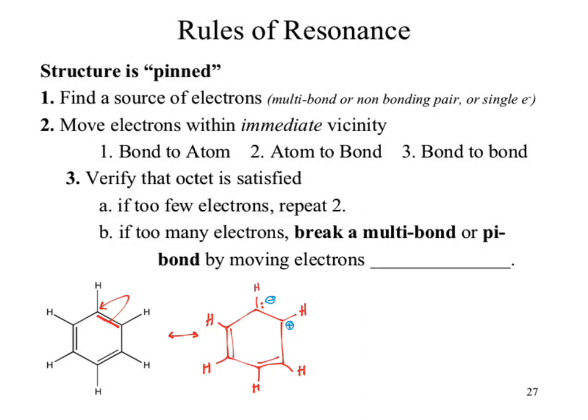I could move it back to this bond. We're looking from an atom to a bond. The problem with that is it doesn't give you any new information. I just went backwards. That's fine. It works. It's allowed, but that's not useful. Not new stuff. So I'm going to try and go from an atom to a different bond. I'm going to go to this bond.